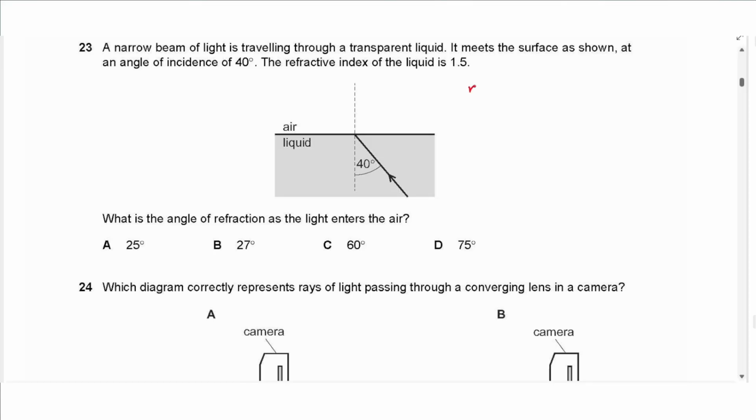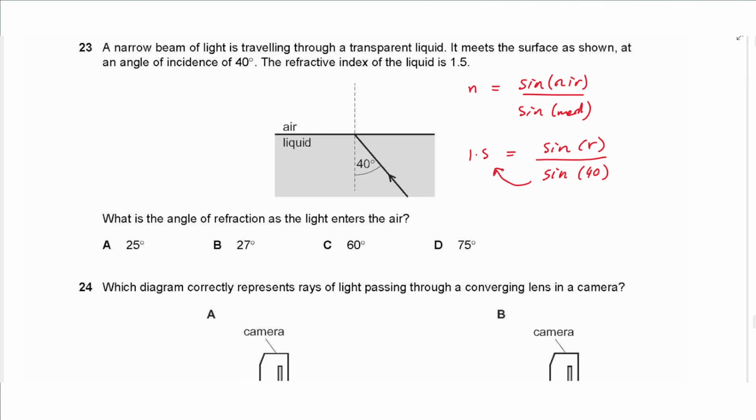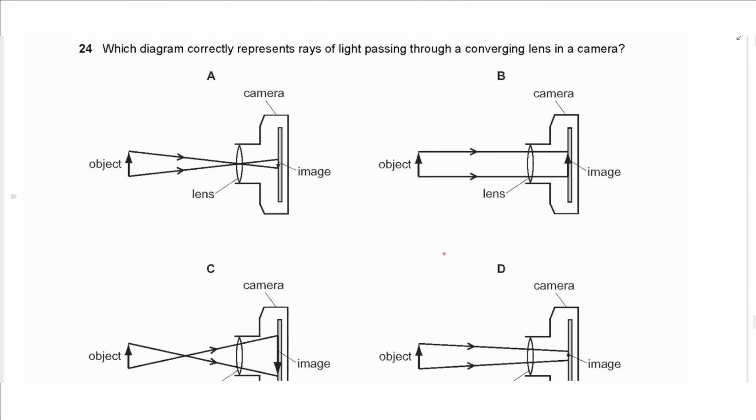So the equation for refractive index is equal to sine the angle in air over sine the angle in the medium. So we have 1.5 is equal to sine the angle of refraction, which is required, over the sine of the angle in the medium, which is 40. So we multiply 1.5 times sine 40, and then we do the inverse sine. After multiplying 1.5 times sine 40, we press equal and then shift sine, answer. That would give an angle of refraction of 74.6186, which we can approximate to 75 degrees. So we choose D.